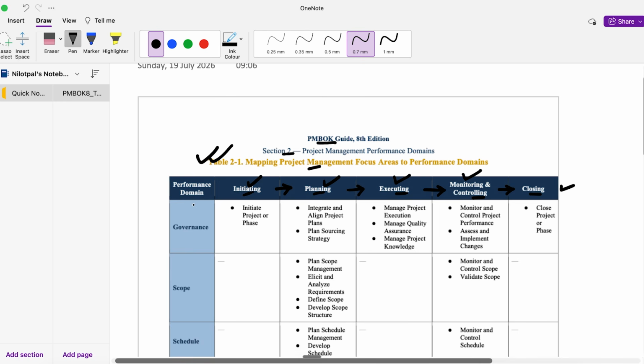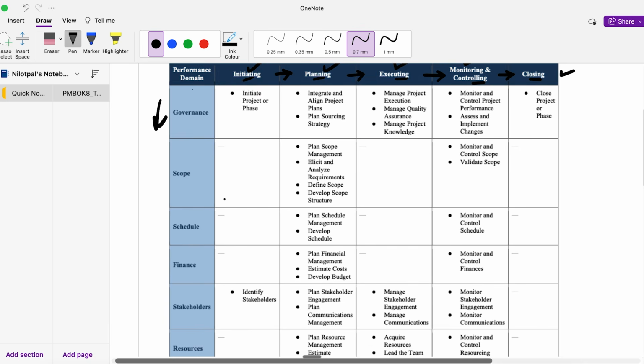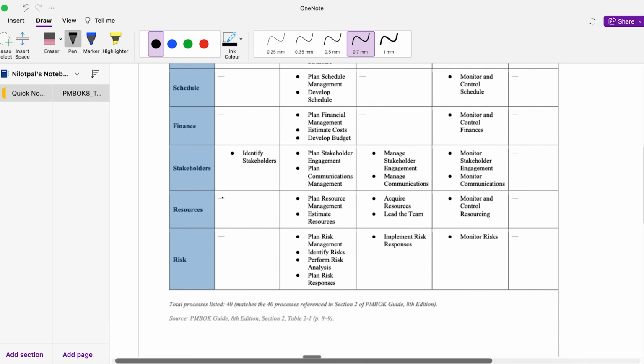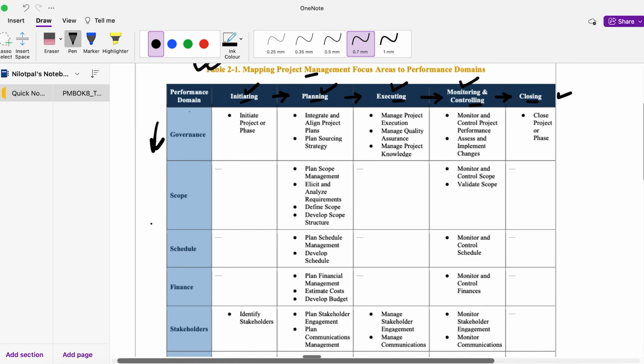Now, if you look at the vertical axis, you have governance, scope, schedule, finance, stakeholders, resources, and risk. The good part about this is these performance domains do not follow a sequence. For example, it's not that you first have to do governance, then scope, then schedule, then finance. It's not like that, and that is quite intuitive as well.